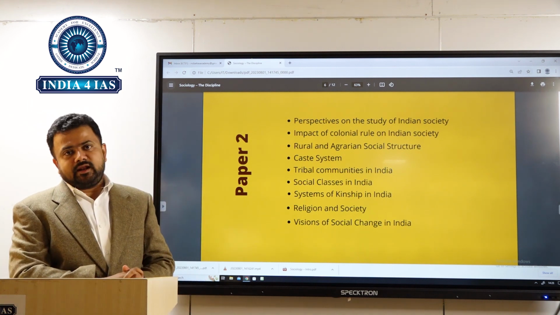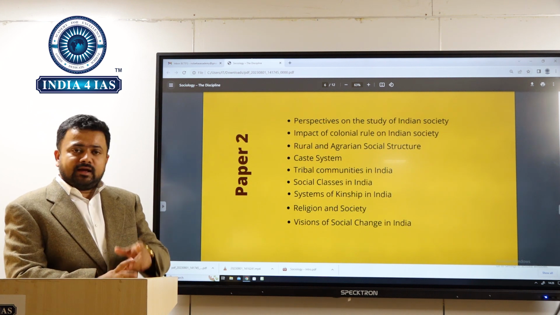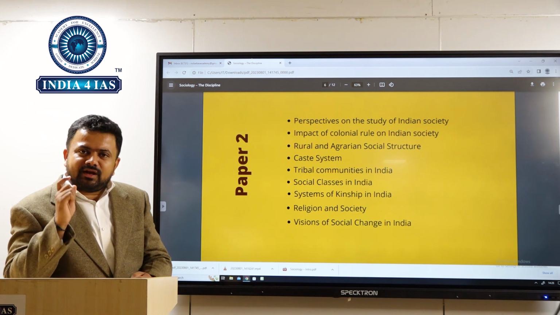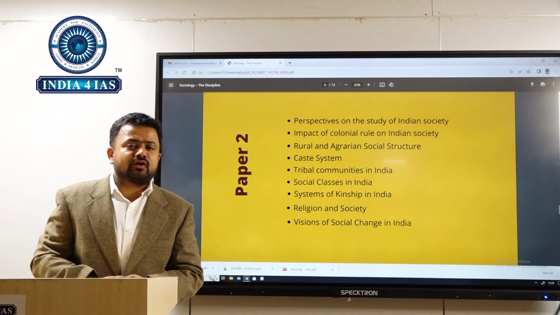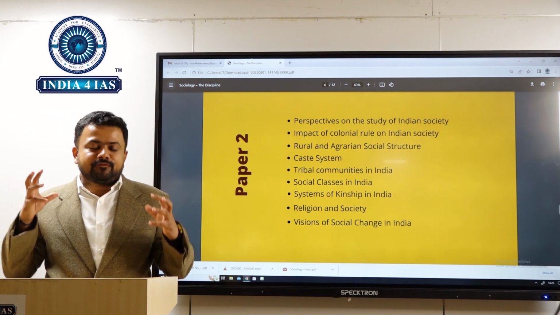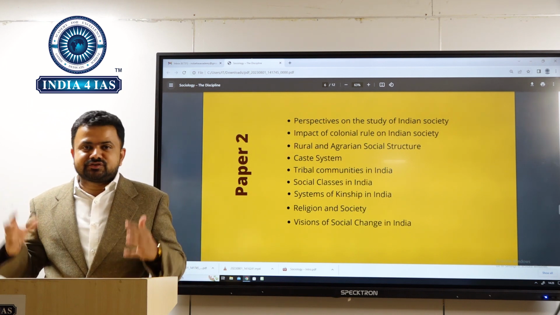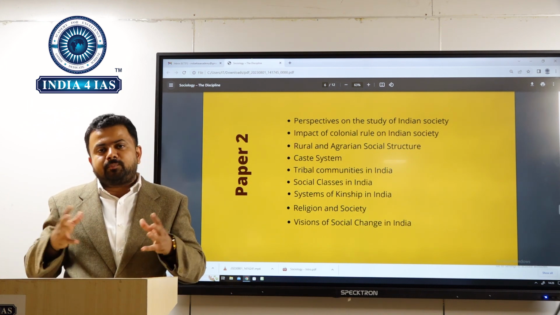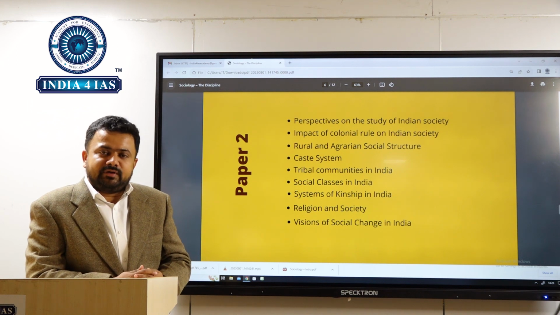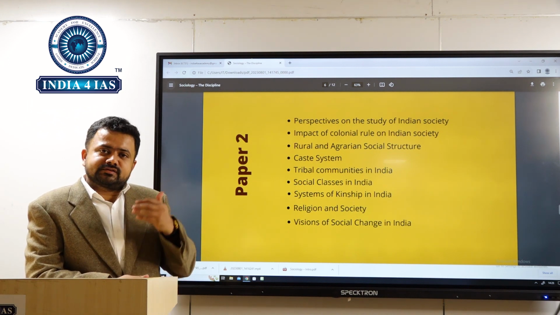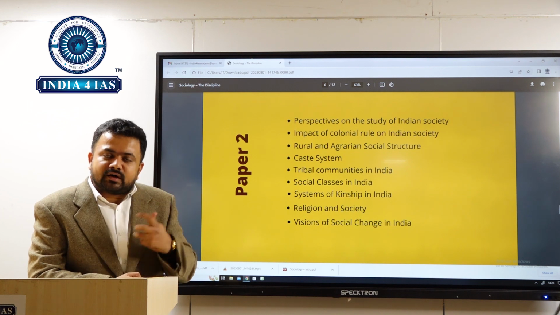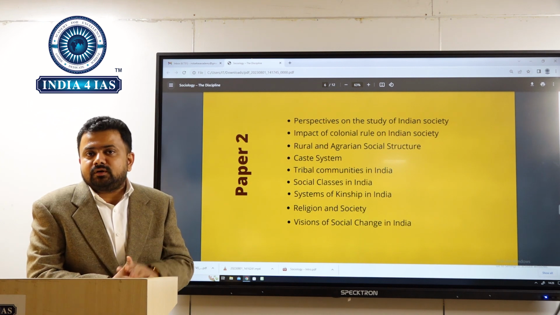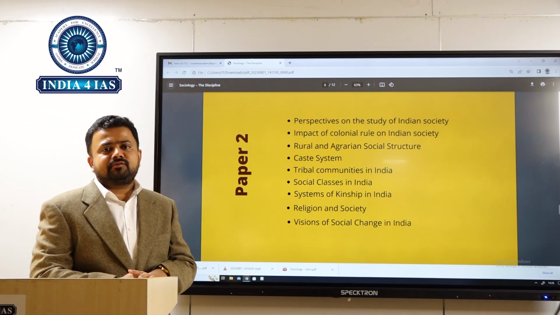Then comes rural and agrarian class structure. And then another important chapter in the syllabus is the caste system. This is very, very unique in Indian society. Across the world, you do not find this kind of closed stratification system which is ascribed to you upon your birth. So this is something very interesting, and a lot of theorists and thinkers have studied how the caste system has evolved and how it is deeply rooted in our society. These are some of the things that we will be studying.